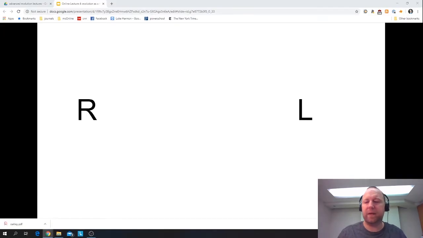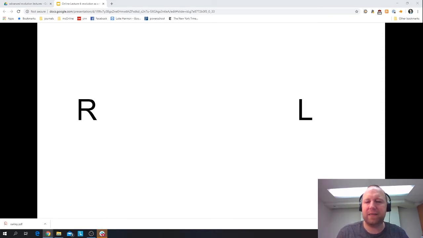Okay, so what I want you to do right now is an experiment. And this experiment uses this slide right here that has the letters R and L on it. What I want you to do is to choose one eye and close the other eye. So maybe you want to choose your right eye, so you close the left eye. And then focus on the appropriate letter, R for right and L for left.